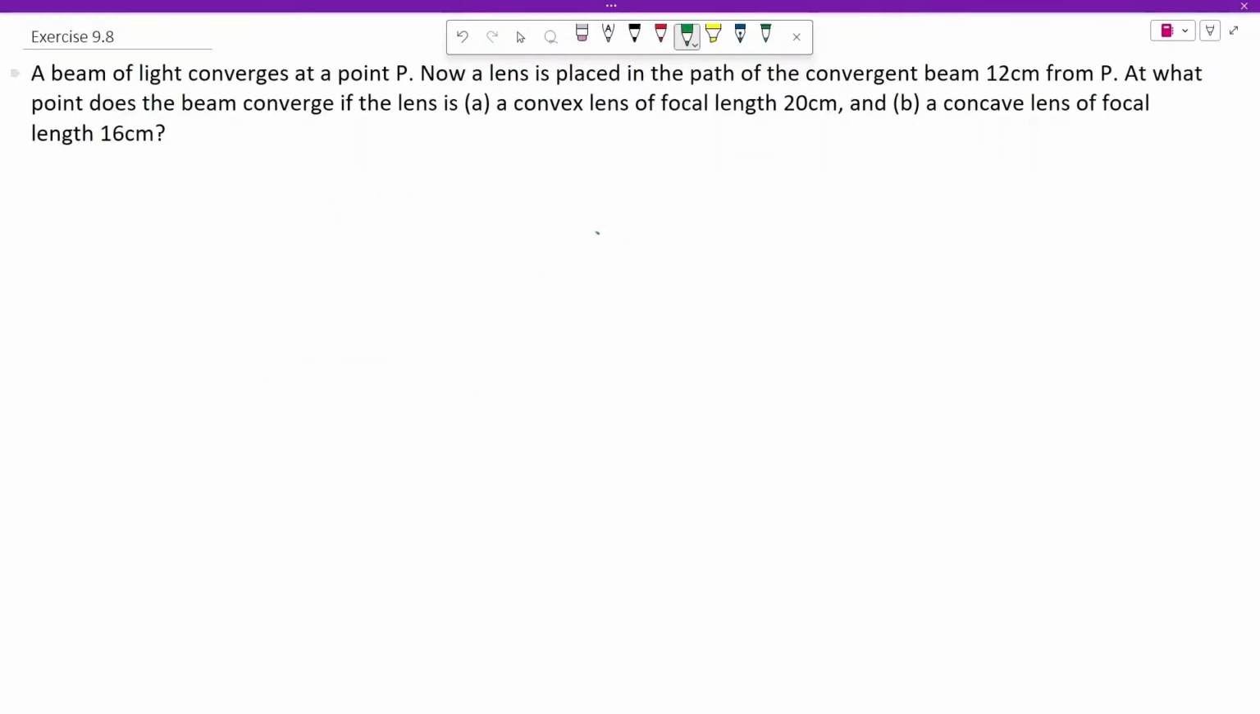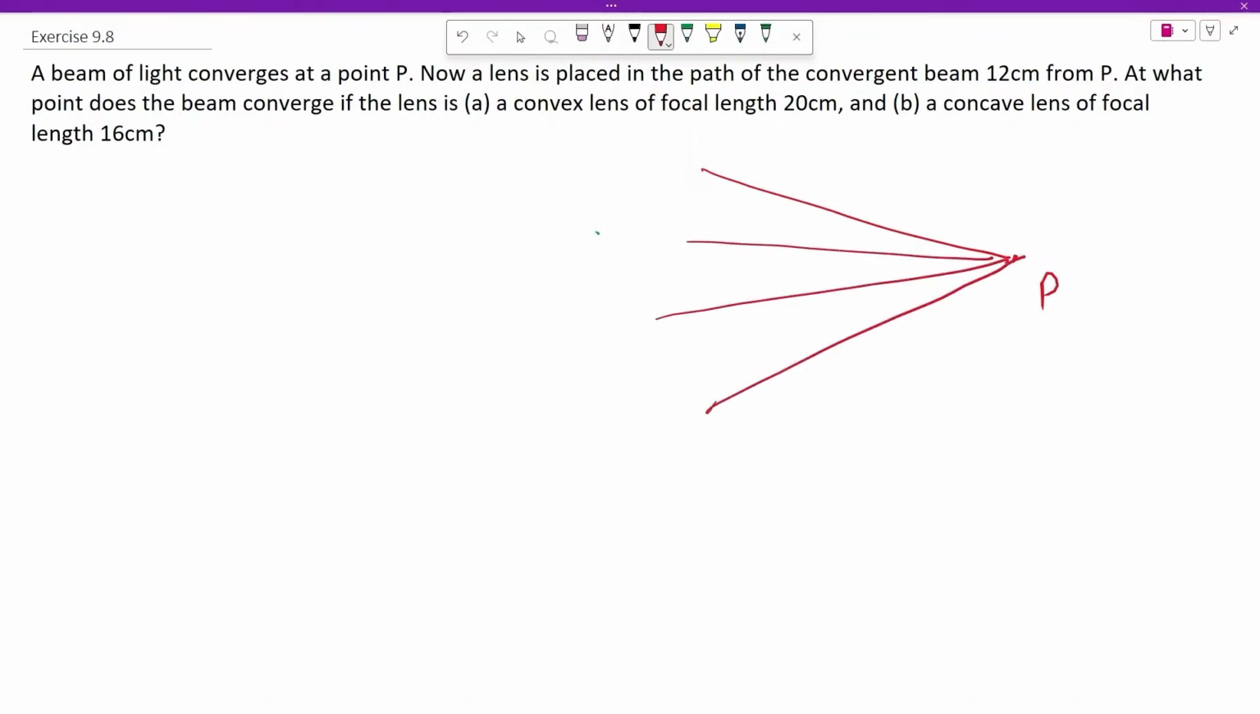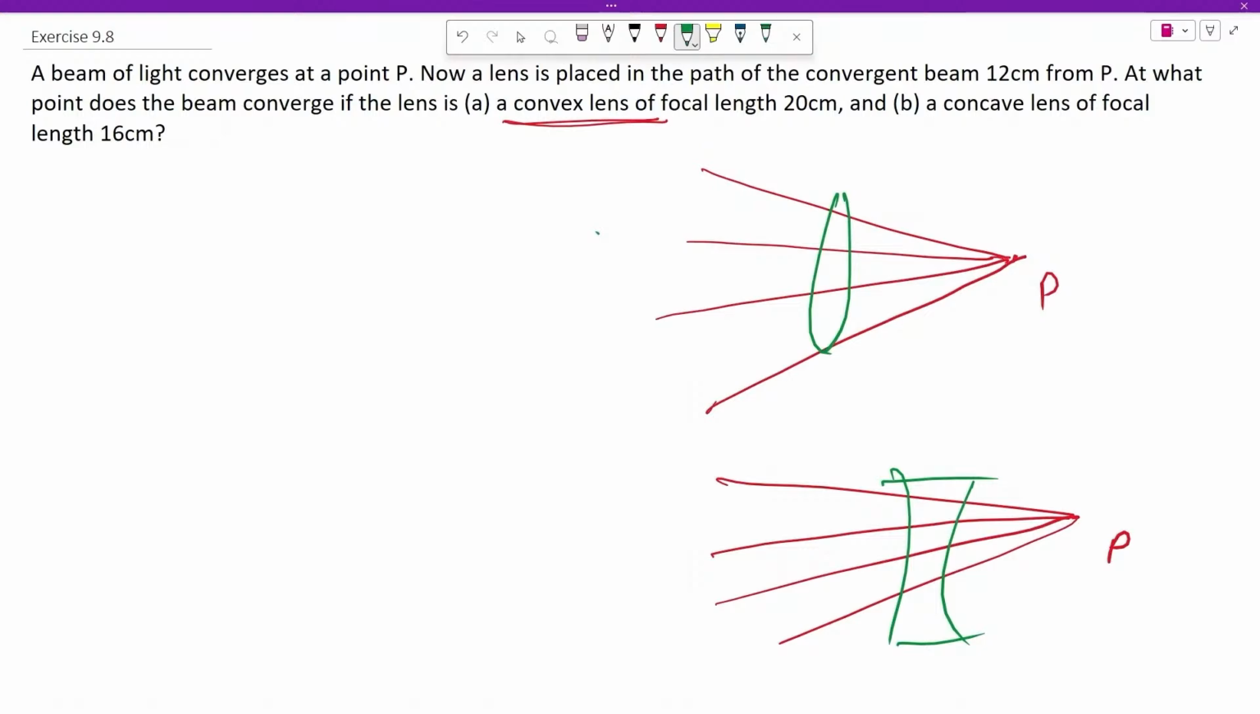Thank you. A beam of light converges at a point P. So let us assume that this is a point P, and a beam of light is converging at this point from the left hand side. And what if we keep a concave lens and a convex lens? The first is a convex lens of focal length 20 centimeter, and in the second case we have a concave lens of focal length 16 centimeters. So here f equals plus 20 centimeter, and here f equals minus 16 centimeter.